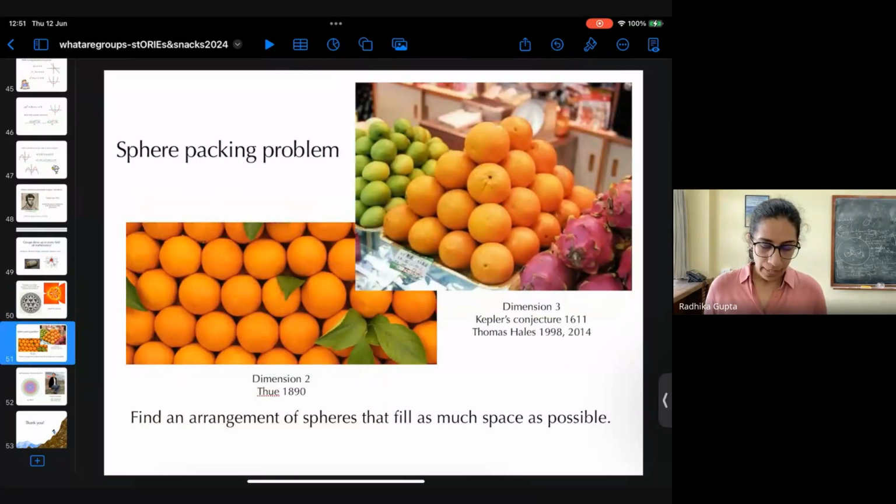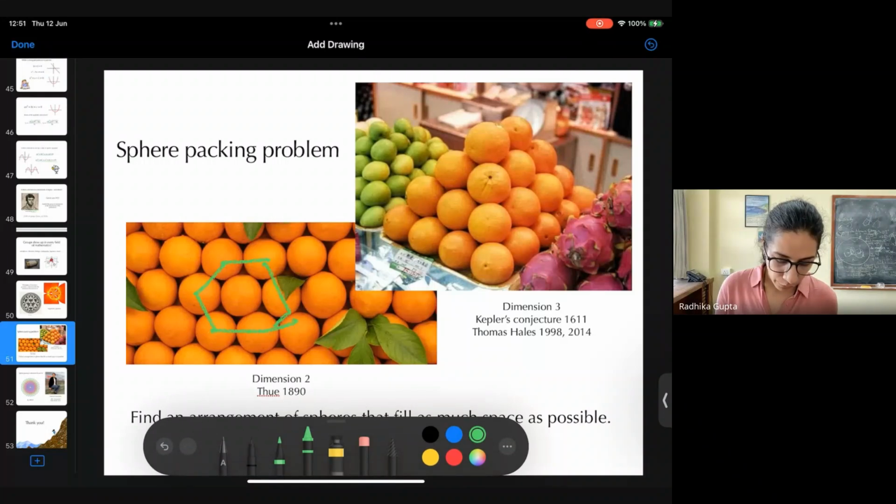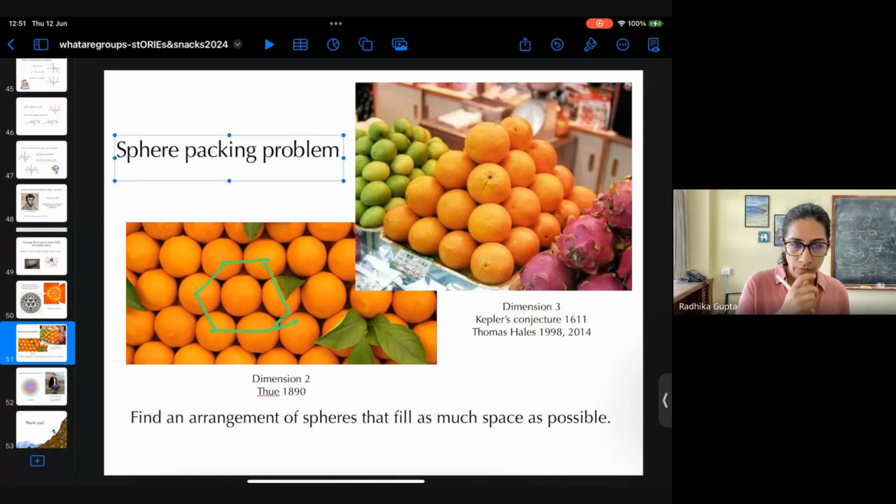And I think I want to just end by telling you about the sphere packing problem. What's the sphere packing problem? In dimension two, how do you pack the most oranges in a box? What I've shown is the best arrangement, which people knew for a really long time, but it was proved in 1890 by someone named Thue, and it's the hexagonal packing.